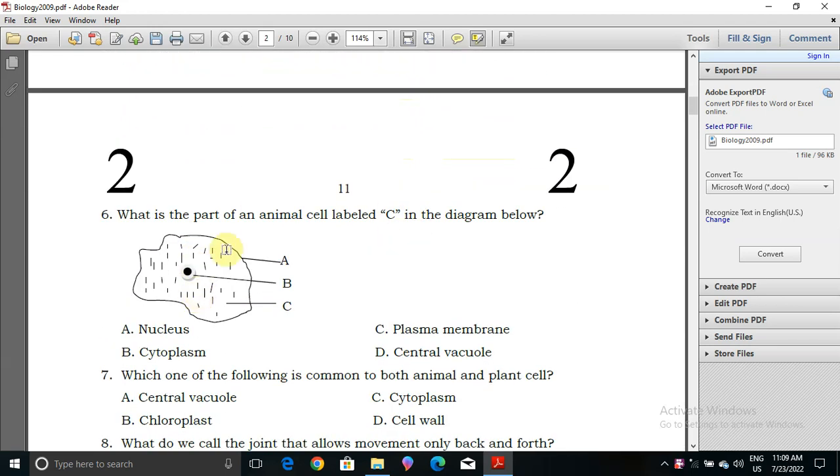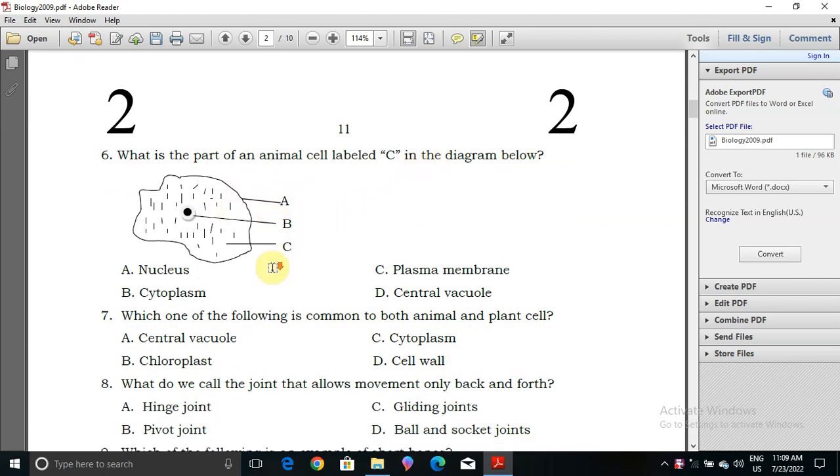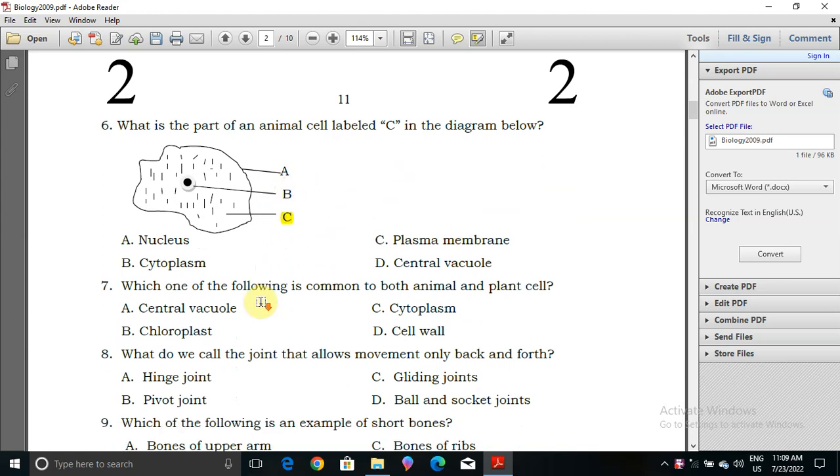Now question number 6. What is the part of an animal cell labeled C? Okay, in the diagram below we have A, B, and C, and he is asking about C. Here this is the nucleus, this is the cell wall, and here is the cytoplasm. So the correct answer for question number 6 will be the cytoplasm.